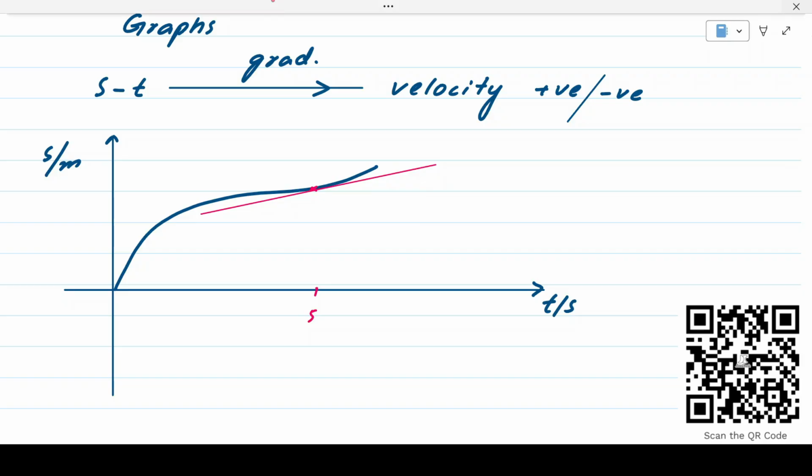So once you have drawn the tangent, choose any two easy points. Easy means the ones for which you can find the coordinates very easily. So one coordinate over here and one easy coordinate over here, and then you can use the formula of gradient, which is y2 minus y1 over x2 minus x1, and that velocity will be equal to gradient, and gradient equals y2 minus y1 over x2 minus x1. So let's say this is x1, y1, and the coordinates are x2, y2.